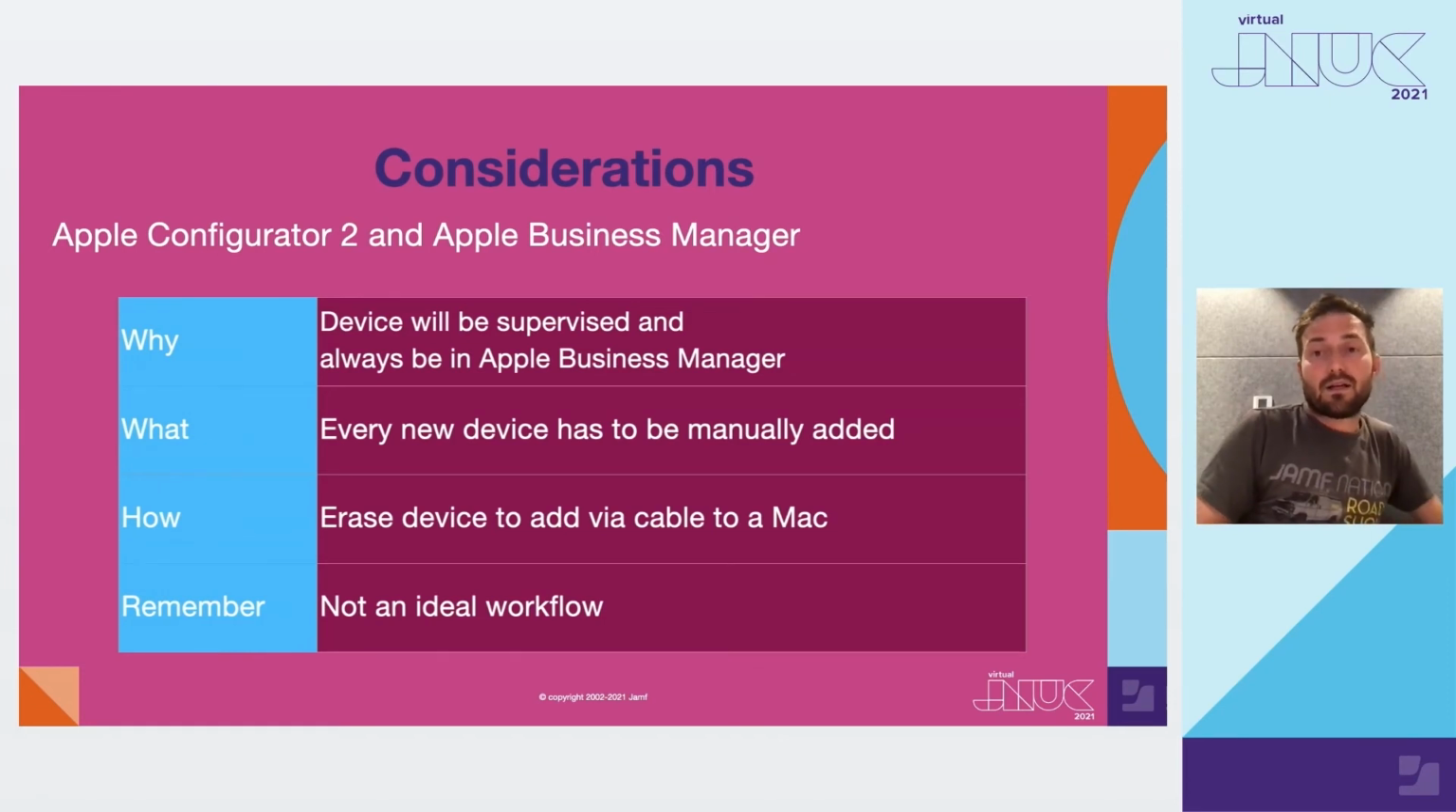Our second option was Apple Configurator 2 and Apple Business Manager. Here we want to do that to get the devices supervised and into Apple Business Manager, so we get partly the zero-touch deployment. Obviously, IT does have to touch the device to get it into Apple Business Manager, so it's manual work. The device has to be erased and added or connected via cable to a Mac. And it's not an ideal workflow because obviously we want to take these devices out of IT's hands and make it even faster to set them up. But it's possible, and there are always some situations where you need to do this workflow.